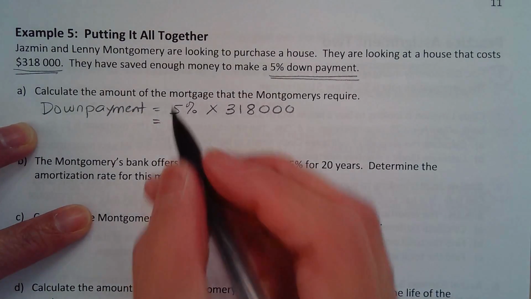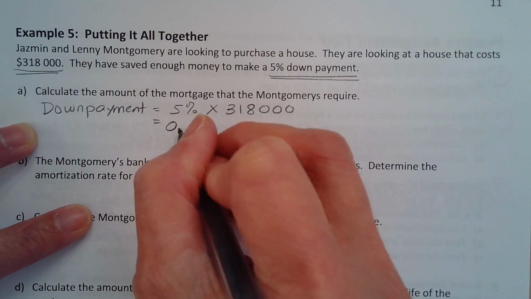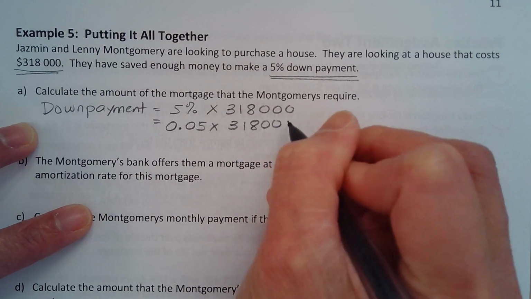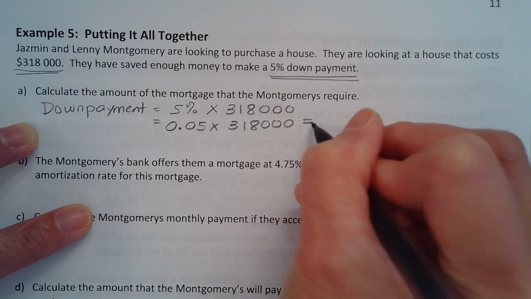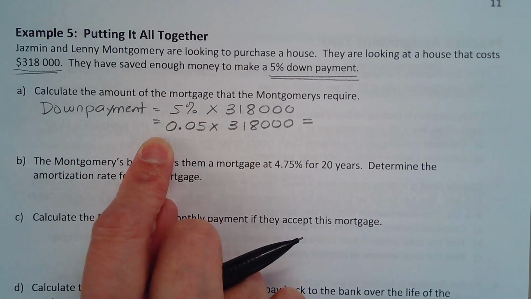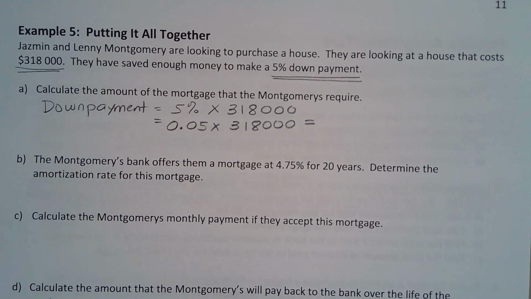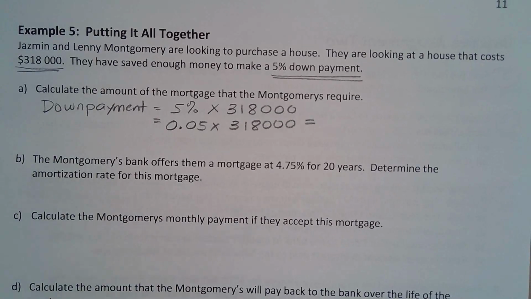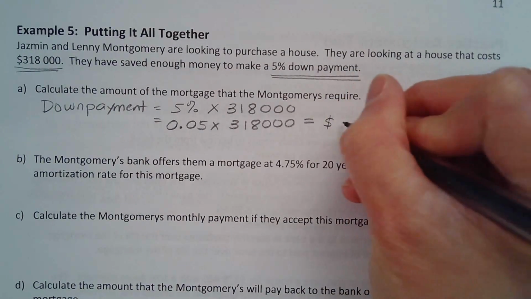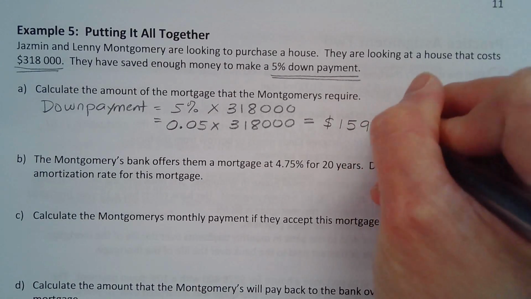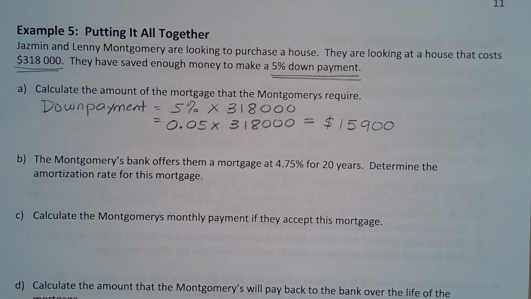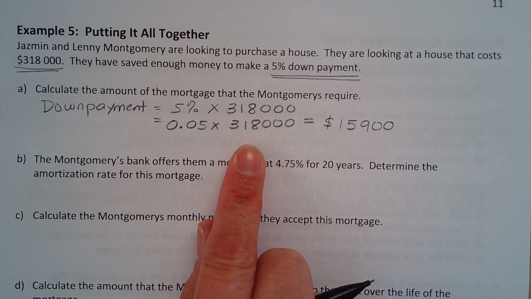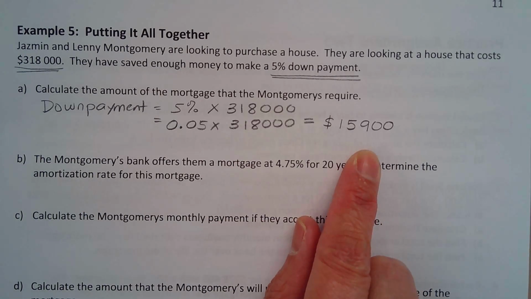Okay, so we know how to do that. So 0.05 times 318. I'm actually just gonna go right beside it so I have room at the bottom. So let's go ahead and do that. Okay. So the down payment that I got is 15,900. You agree? So 5% of 318,000, it's 15,900 is a down payment.